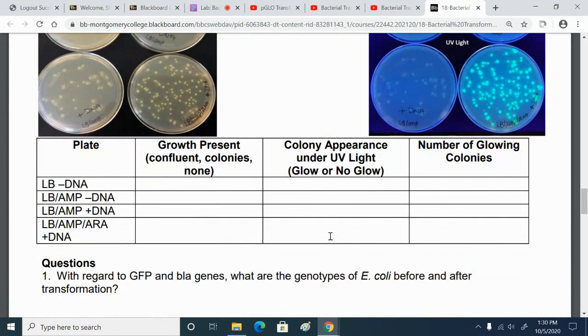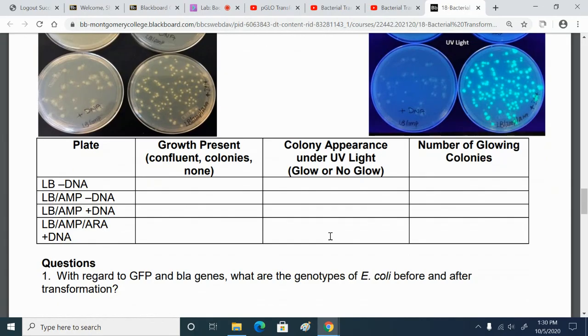So question 1 is asking about the genotype of E. coli before transformation and after transformation. So does ordinary plain E. coli have a green fluorescent protein gene? No, so we would say GFP negative. Is plain E. coli resistant to ampicillin? No, so we would say BLA negative, right? So E. coli before transformation is GFP negative and BLA negative.